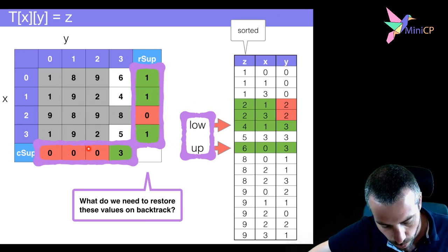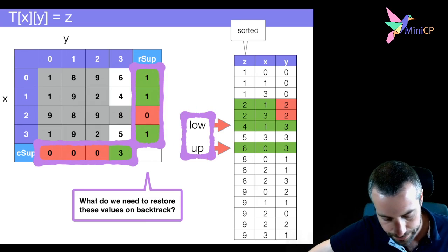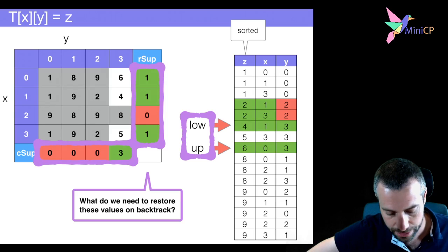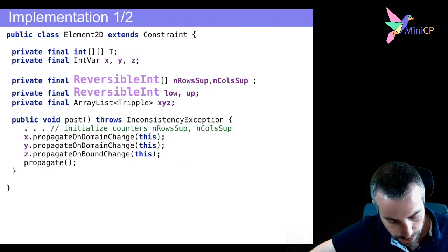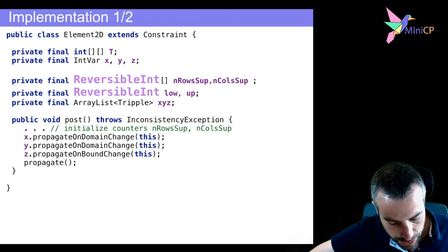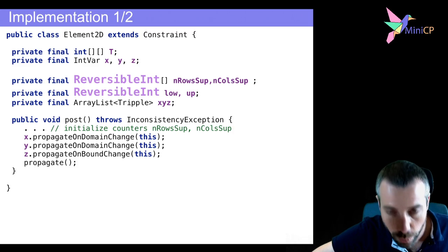And it's the same for all the counters that you have here. And if you have that, the state will be restored by itself. So again, you've got two reversible integers for maintaining all the counters and the lower and the up pointers. I'll let you look in the source code. This is not too difficult once you understand what I just explained.